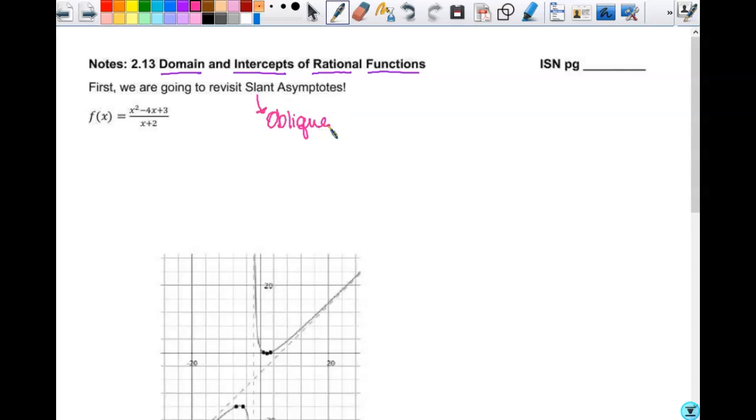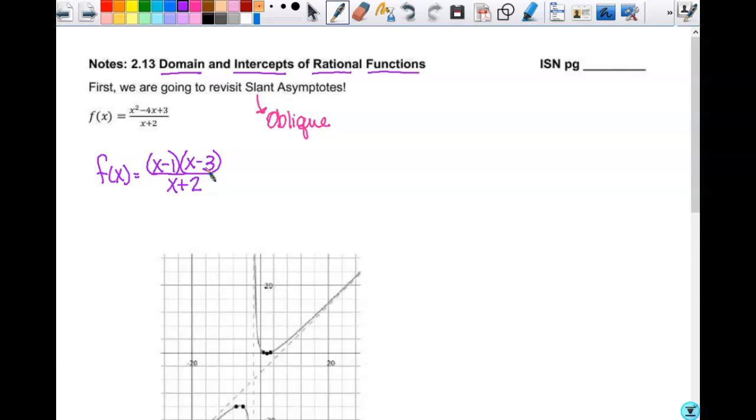So what we're going to do is go ahead and factor so we can find what we need to find for this. If I factor this function, f of x, it's going to equal, I'll have x plus 2 in the denominator. In the numerator, I'm going to have x minus 1 and x minus 3.